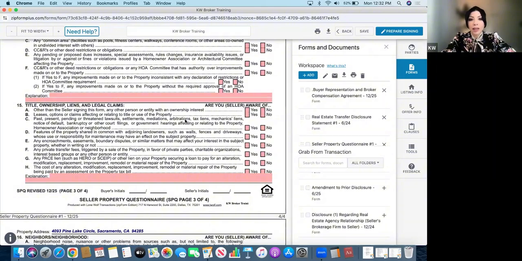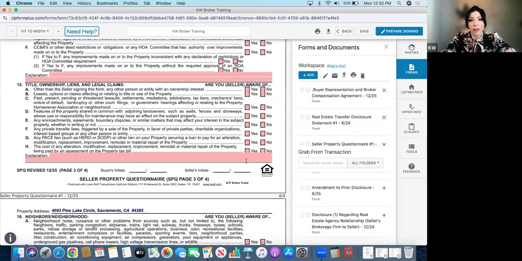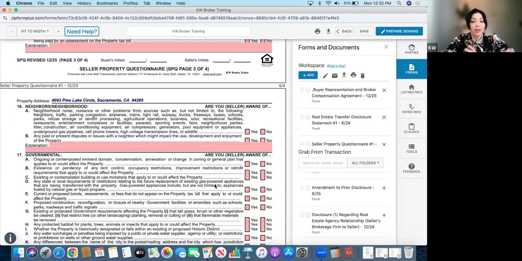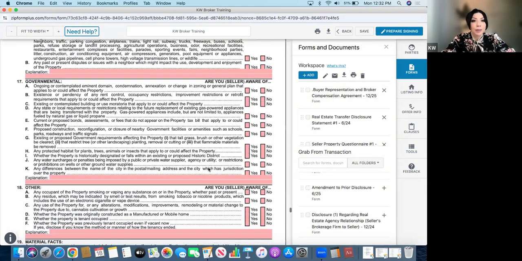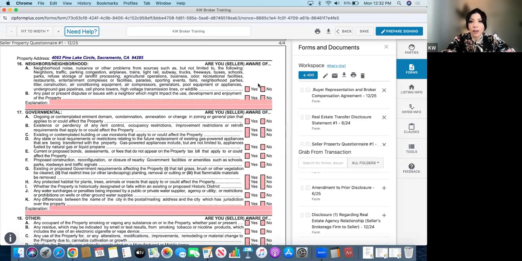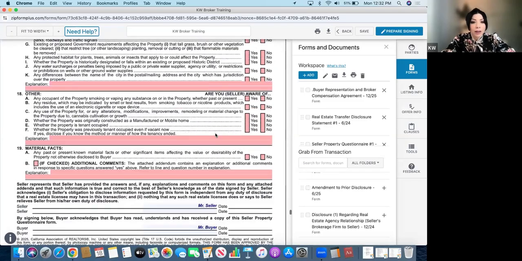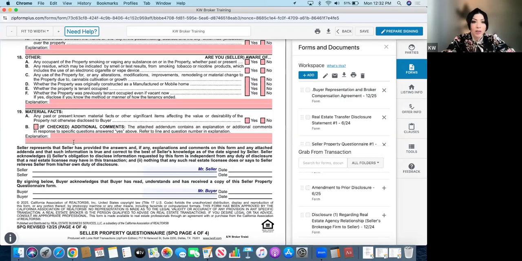Title, ownership, liens, and legal claims. If there were any issues, for example if it's probate, or if it wasn't a trust and was taken out of a trust, any potential issues would be disclosed here. Have your client disclose and use a listing agent review. Neighborhoods, if there are any nuisance issues here. And the material facts at the bottom: if there's anything additional they need to disclose, have them mark there.